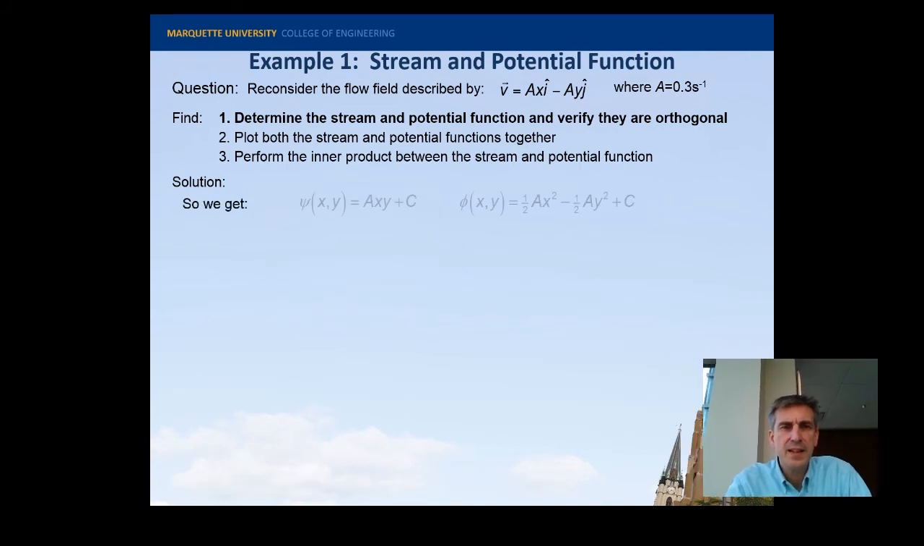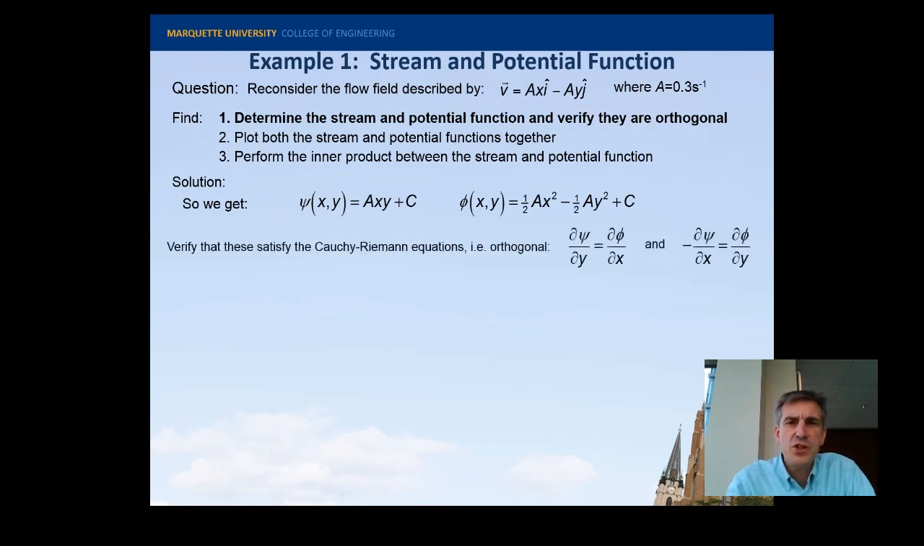All right. So we have our stream function as a times xy plus some constant, and our potential function as equal to 1/2 ax squared minus 1/2 ay squared plus some constant. And to show that they are orthogonal, we'll show that they satisfy the Cauchy-Riemann equation.